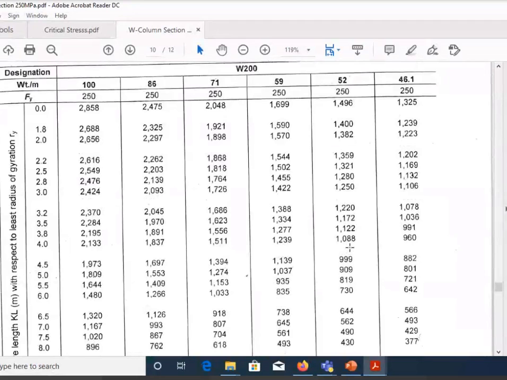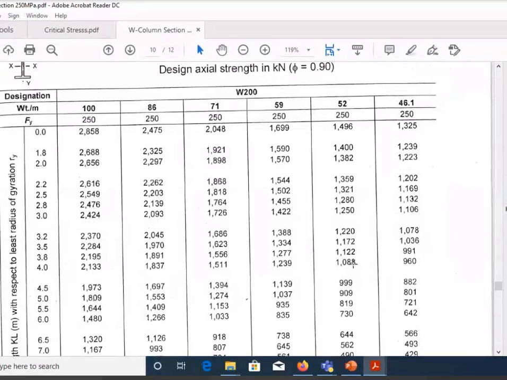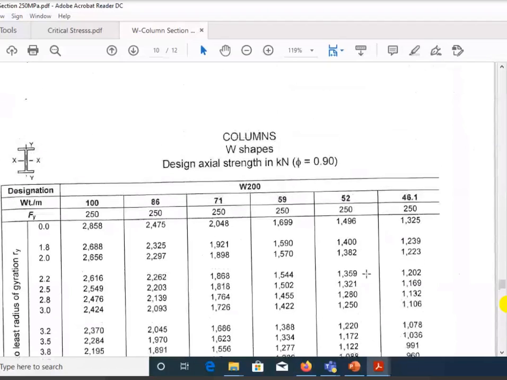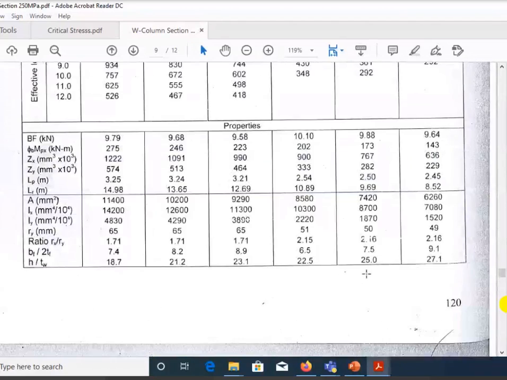So just write it down separately. This may be our trial section, but may not be the first trial section. This section has a capacity more than 975 corresponding to effective length 4. Write down the designation. Designation is W252. So don't stop here. Try. A lighter section may be available on another page, but you can write down separately W252 and the capacity corresponding to effective length 4 is 1088. I will also look at other pages.